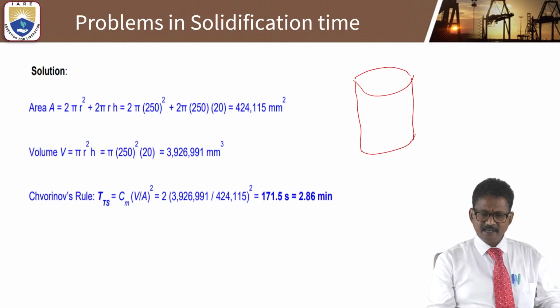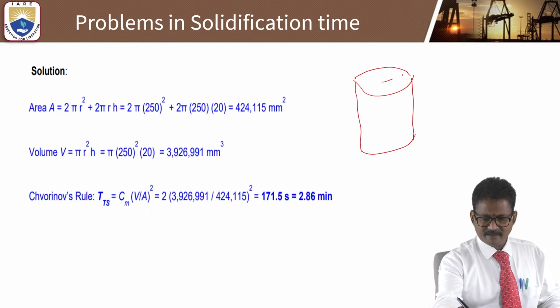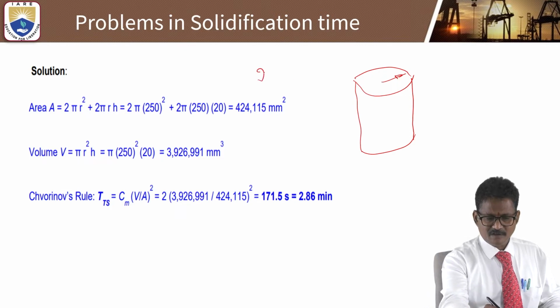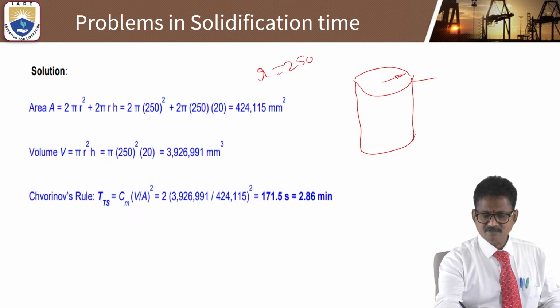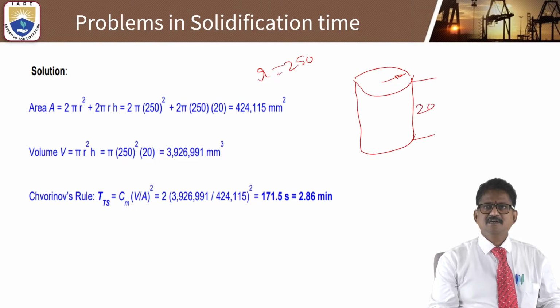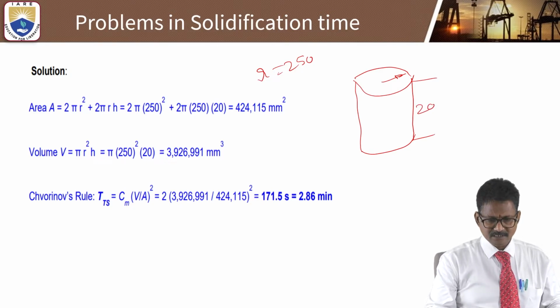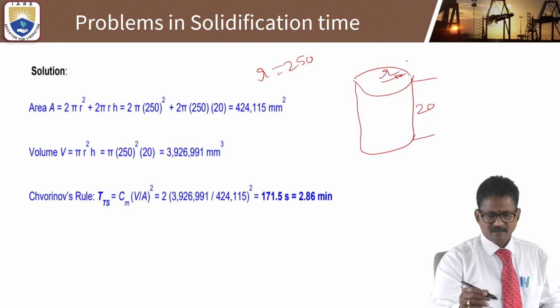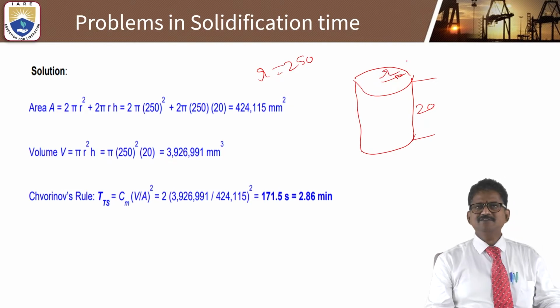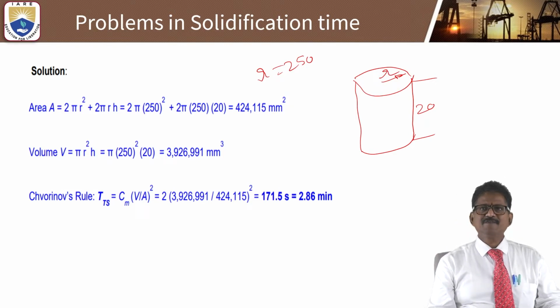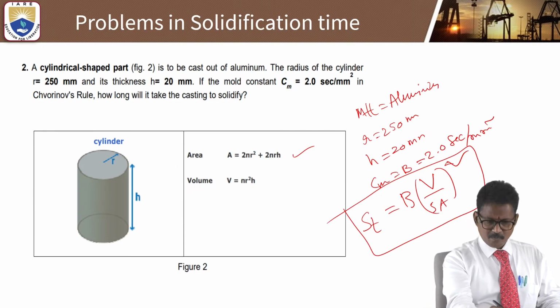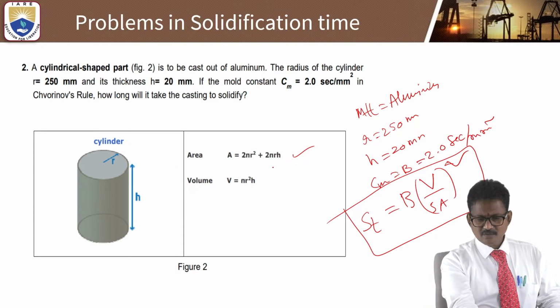So in the cylinder, the radius is given. This is small r, which is equal to 250 mm, and height h is nothing but the 20 mm thickness. And as you discussed about the surface area, you can see it is 2 pi r square plus 2 pi r h.